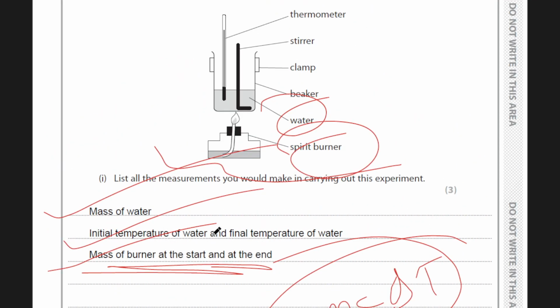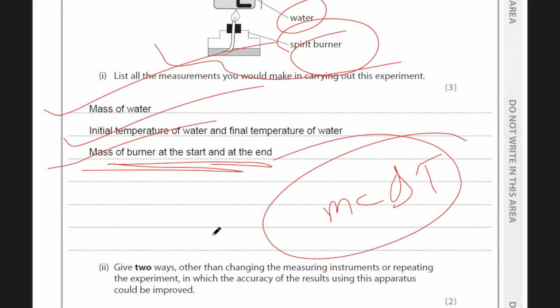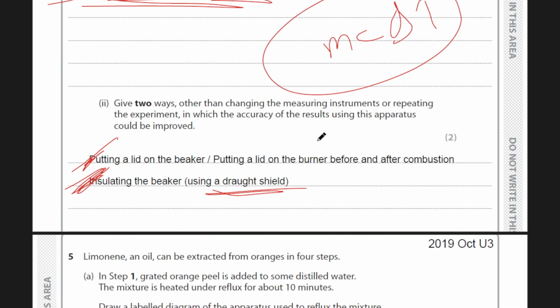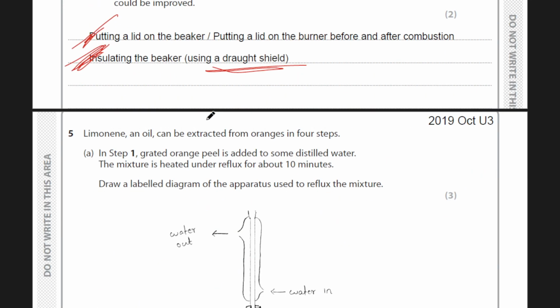Other than changing the measuring instrument, how could the accuracy of the result using this apparatus be improved? We can put a lid on the beaker. This will provide insulation, or act as a draught shield, and reduce heat loss. Reducing the heat loss, instead of changing the measuring instrument, will greatly increase the accuracy of the experiment.